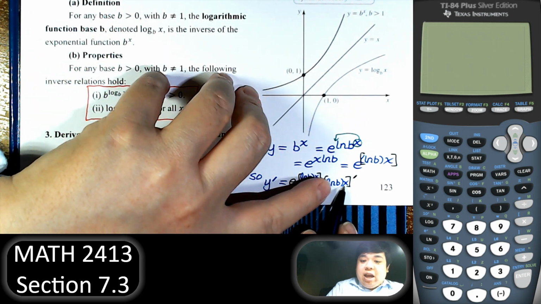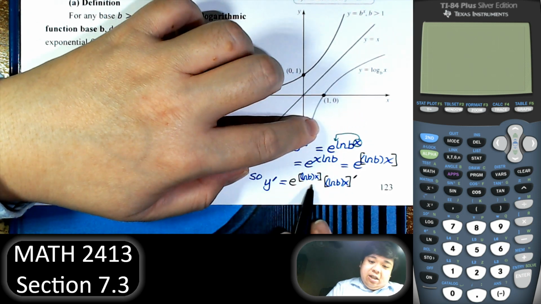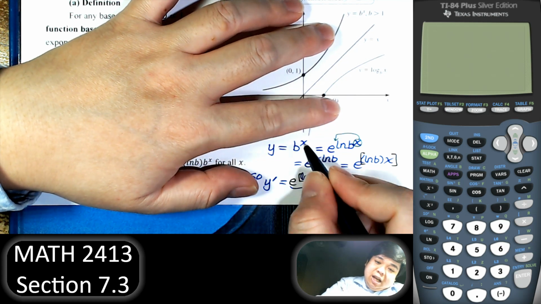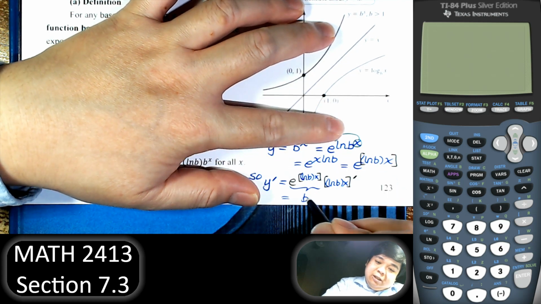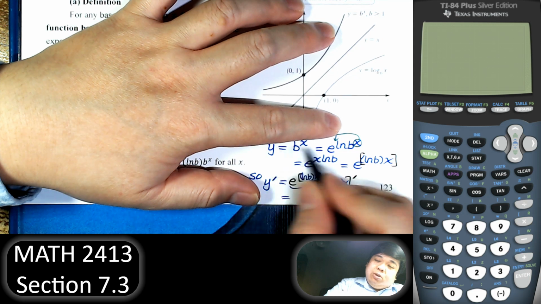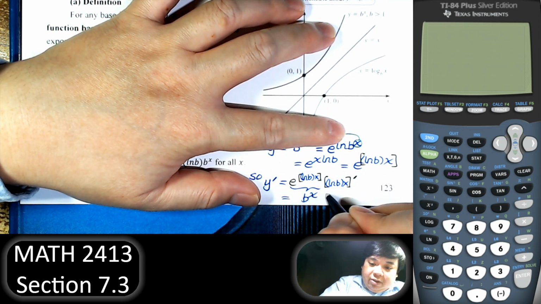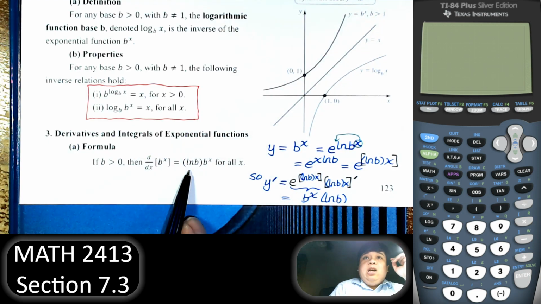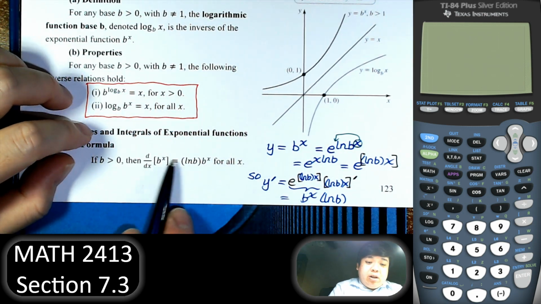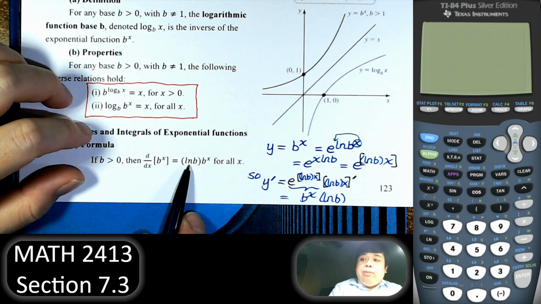The derivative of that is just ln of b, and e to the ln of b times x is the same as b to the x. And then the derivative of the exponent is just ln of b. So that's exactly what we have. Pretty much we're going to have the same exponent, but we multiply by ln of b.